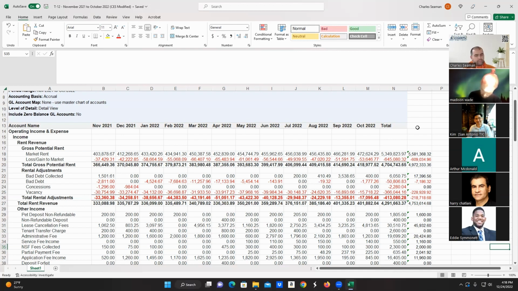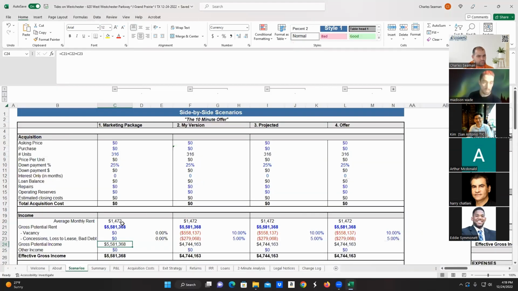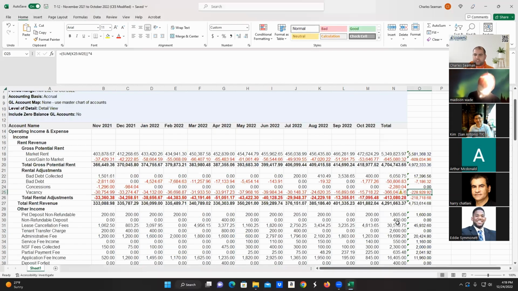Yep, good. So for physical vacancy, which item or items on the T12 are we going to put in there? Item 25. Very good. So 228,928.92. Okay, so just a little bit north of 4%, not too shabby.